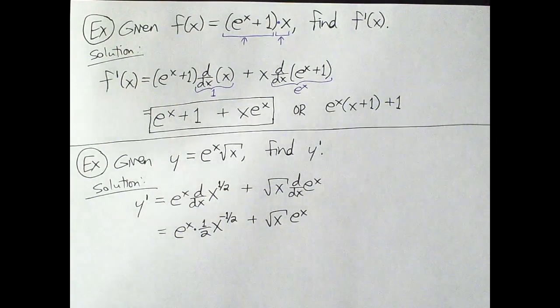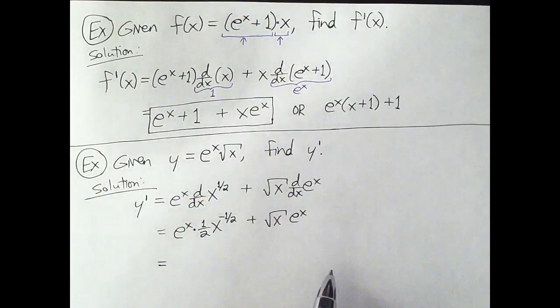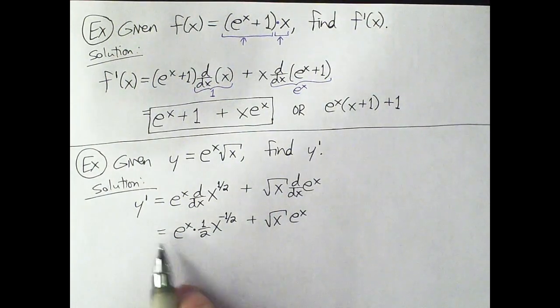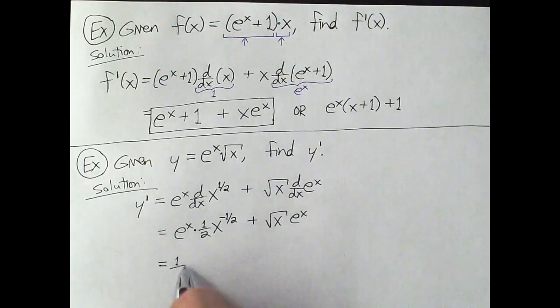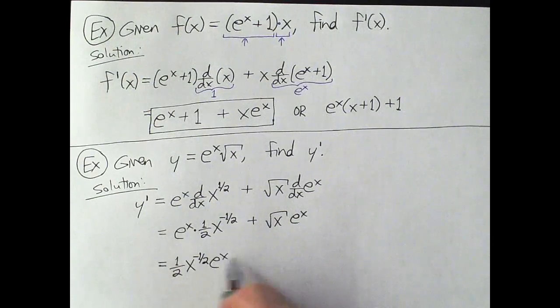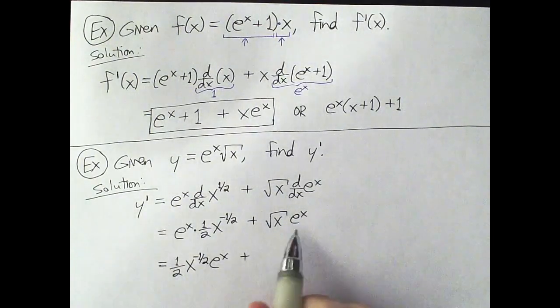I'd like to rearrange this and fix this up a little bit. I guess, technically we did find the derivative, but it's just not in a very neat way of writing it. The 1/2 I'd like to pull out front. I think I'll take the x with it. So maybe like 1/2 x to the negative 1/2 e to the x plus this thing here.